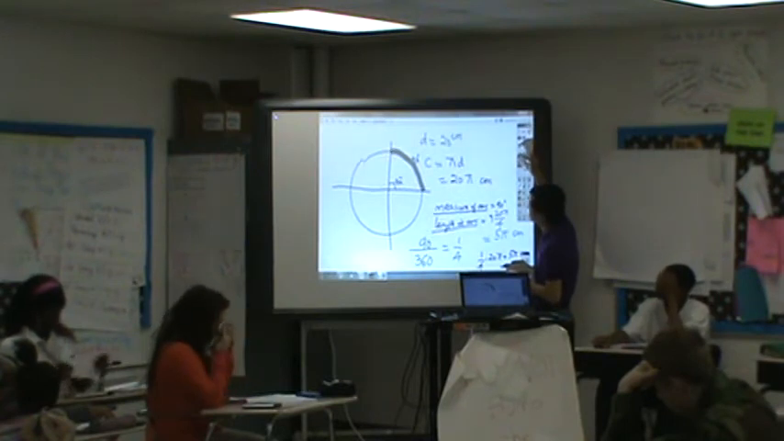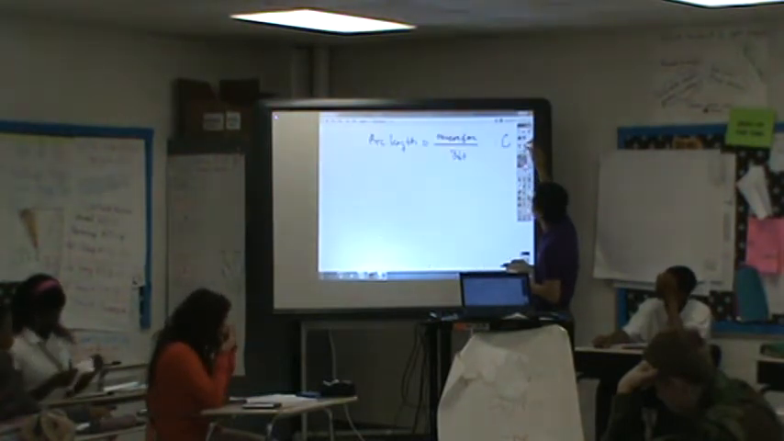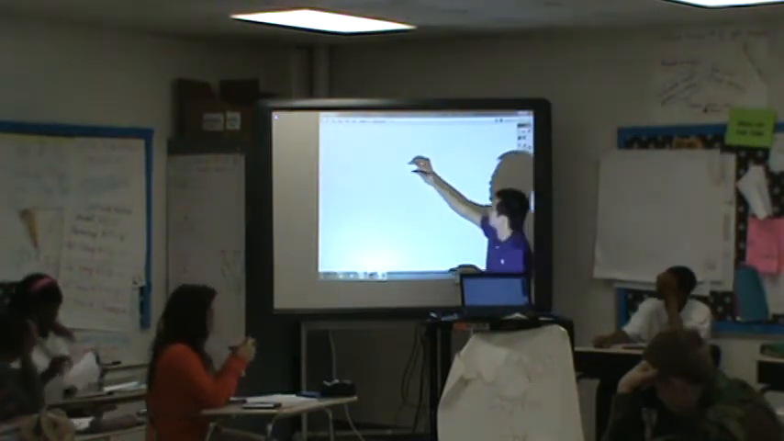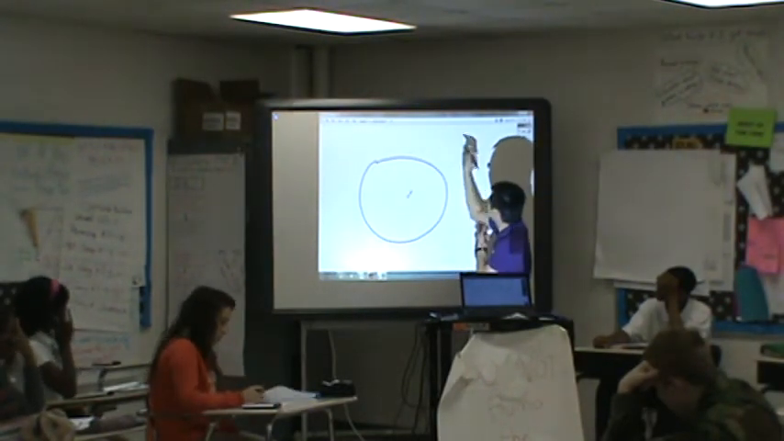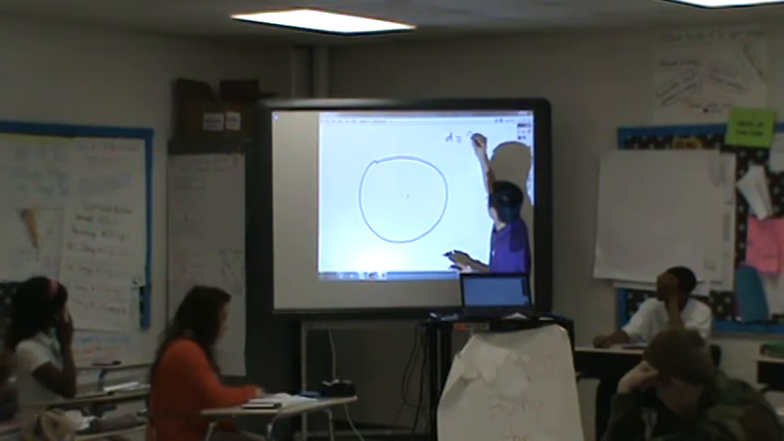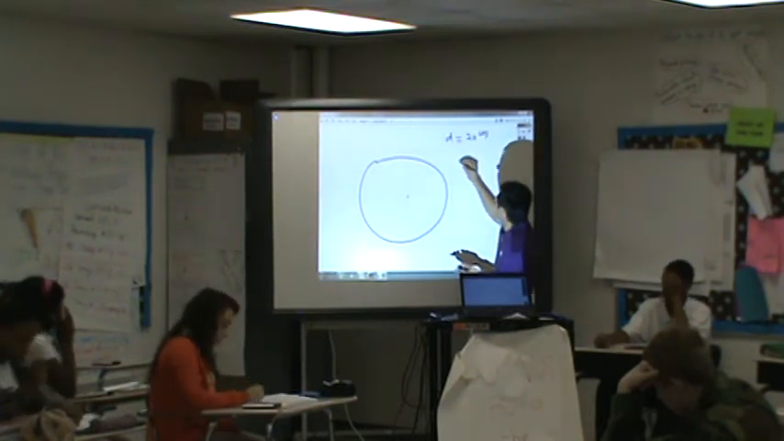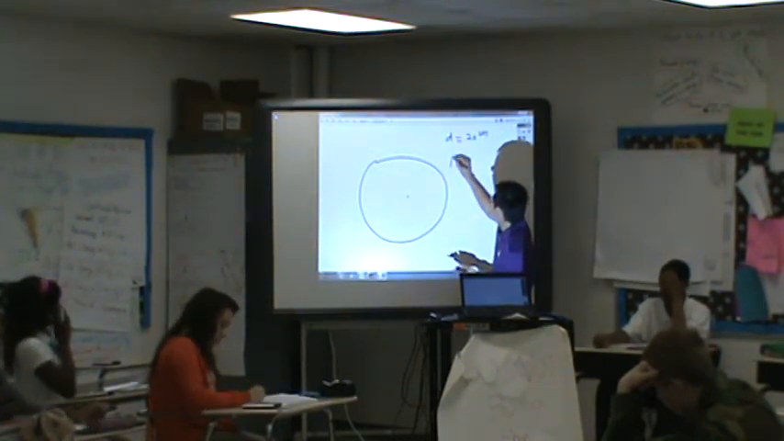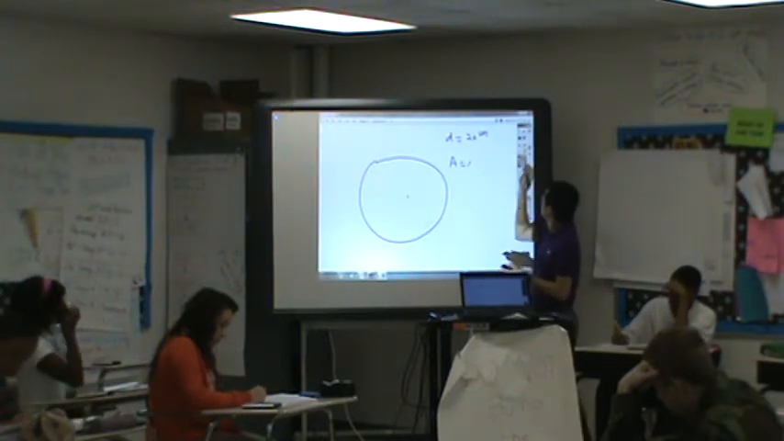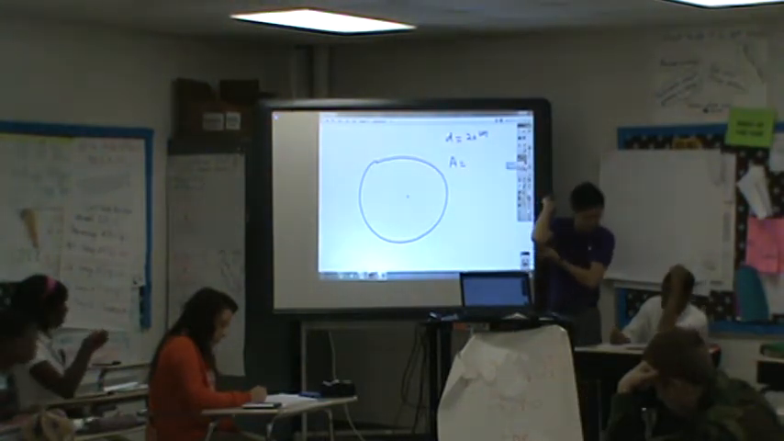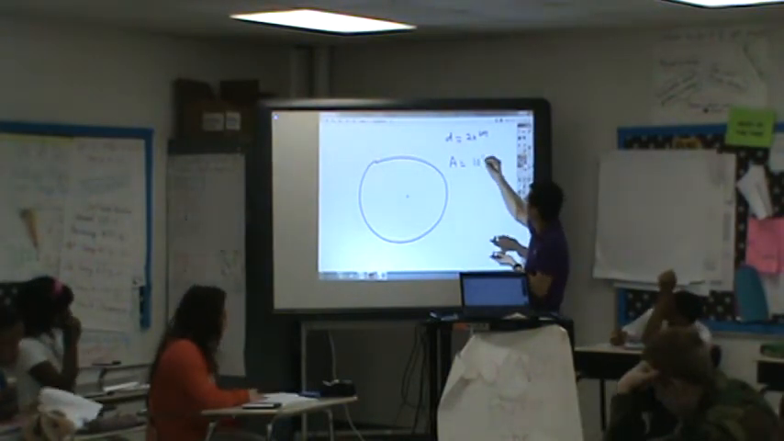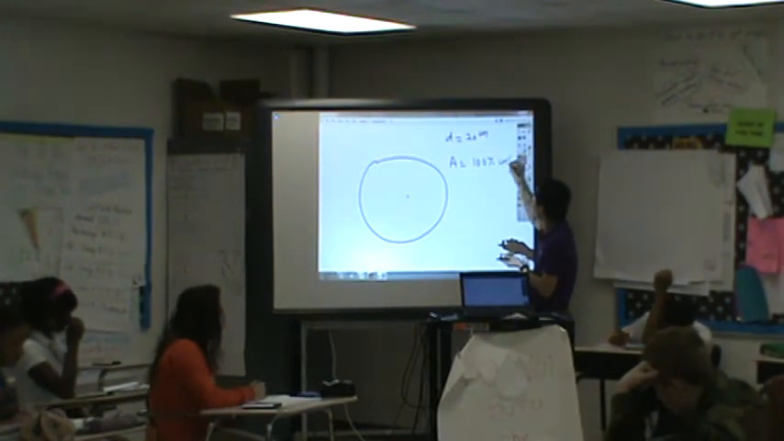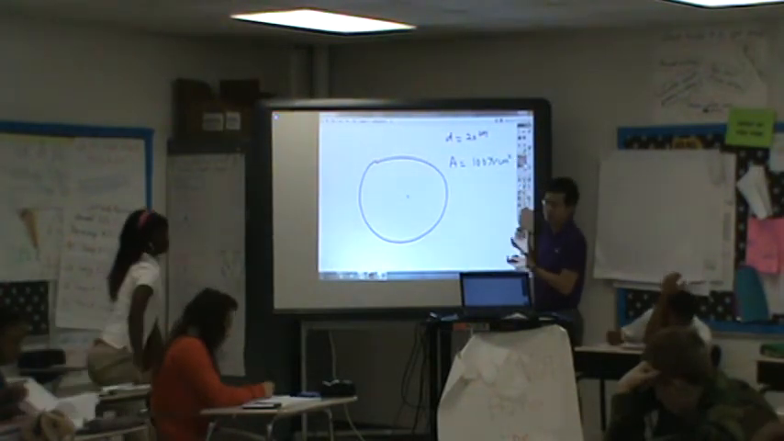I think I should draw an animation. So given the same circle with diameter 20, what is your area from your warm-up? 100 pi centimeters squared. Everyone agree?